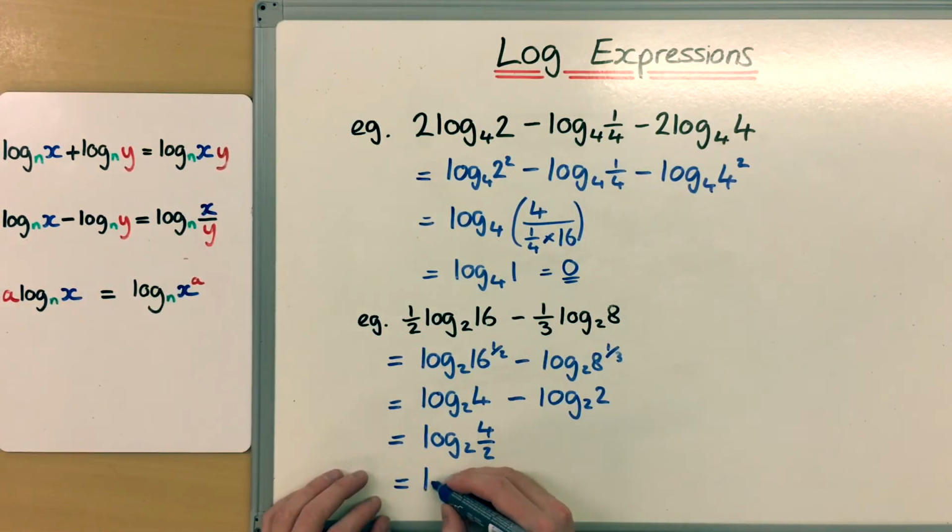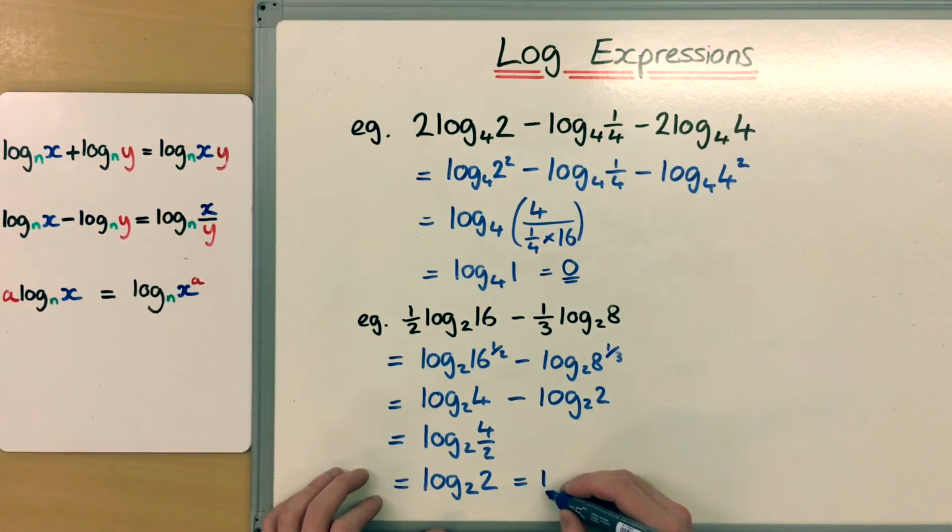So I get log to the base 2 of 2. So 2 to the power of what is 2, the answer must be 1. Remember that rule, log to the base a of a, whenever these two numbers are the same, the answer is going to be 1.